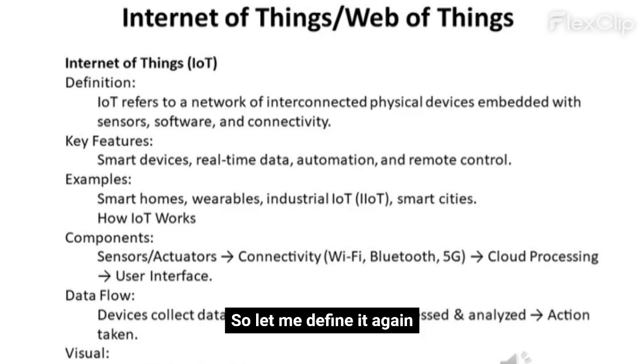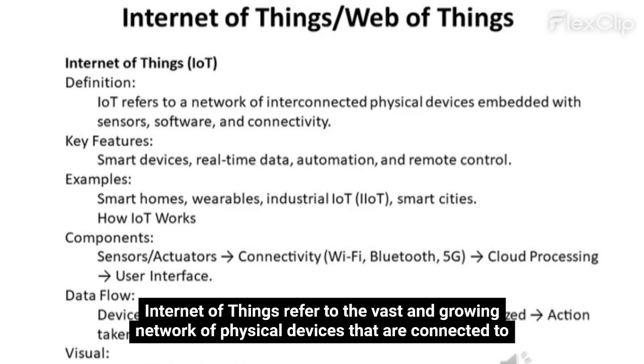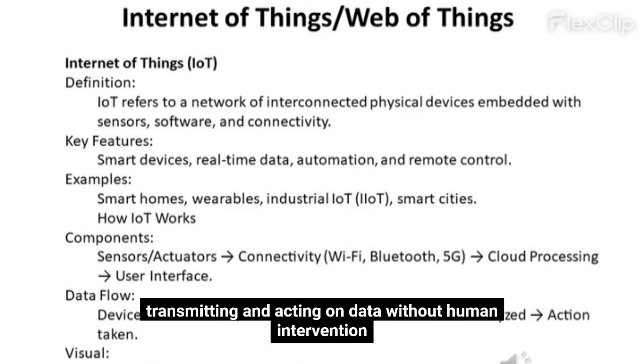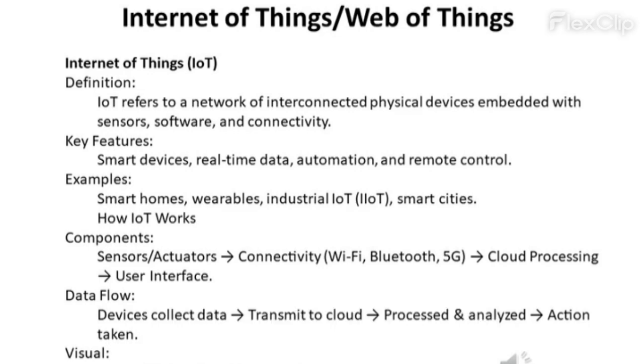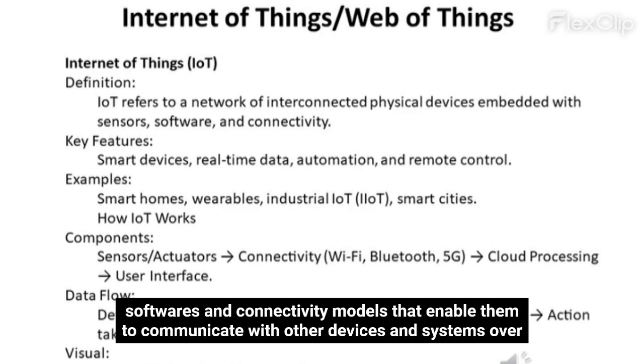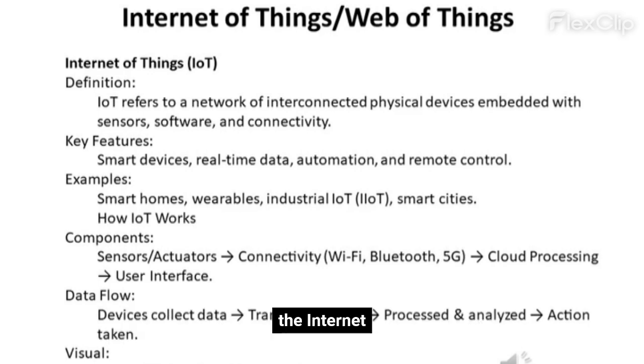So let me define it again. Internet of Things refers to the vast and growing network of physical devices that are connected to the internet, capable of collecting, transmitting, and acting on data without human intervention. These devices are often called smart devices, and they are embedded with sensors, software, and connectivity modules that enable them to communicate with other devices and systems over the internet.